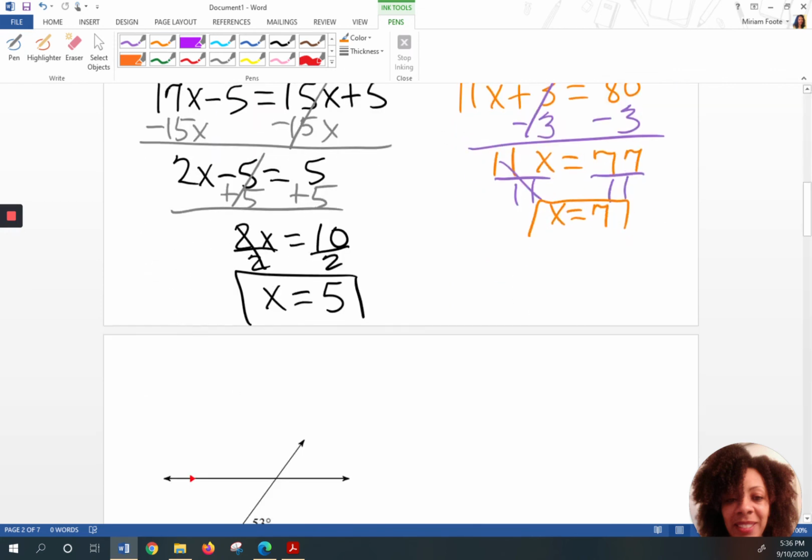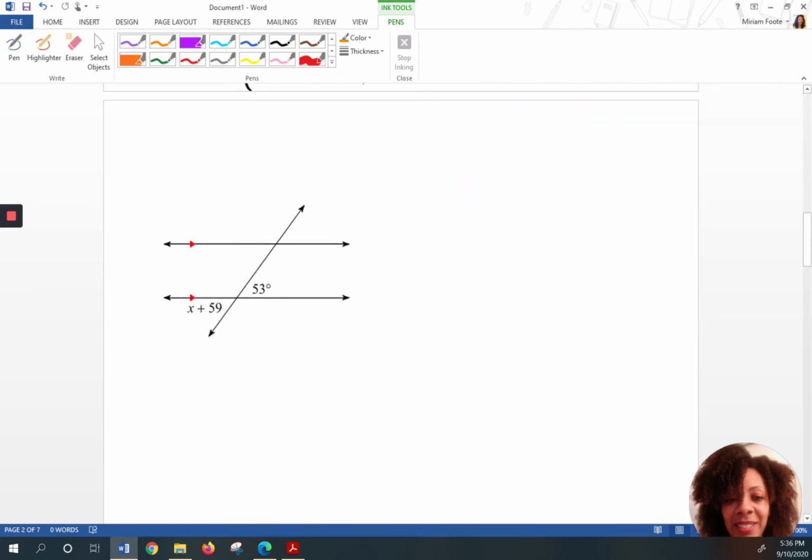And finally, we're going to look at something that is known as vertical angles. Vertical angles are the angles that are across from one another, and they too are congruent. So with a vertical angle, it looks to me, I can see a V. I see a V and I see another V. That's how I can kind of tell that it's a vertical angle.